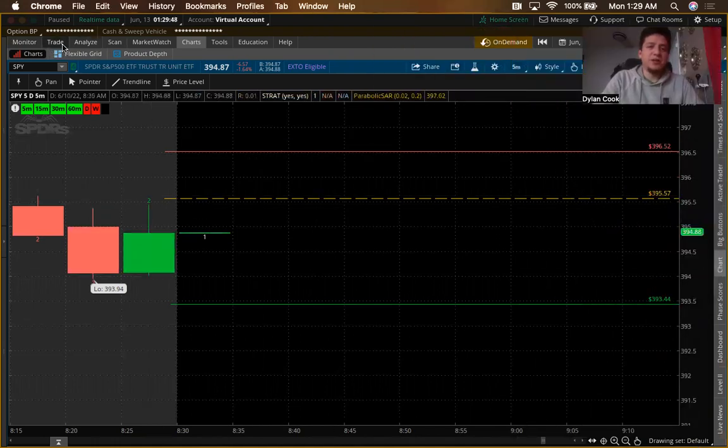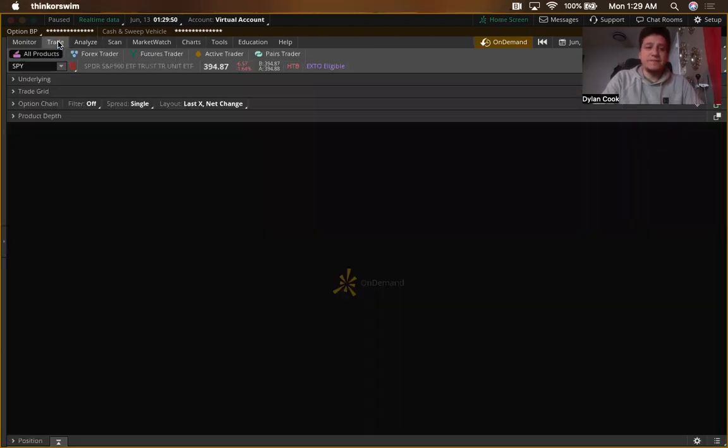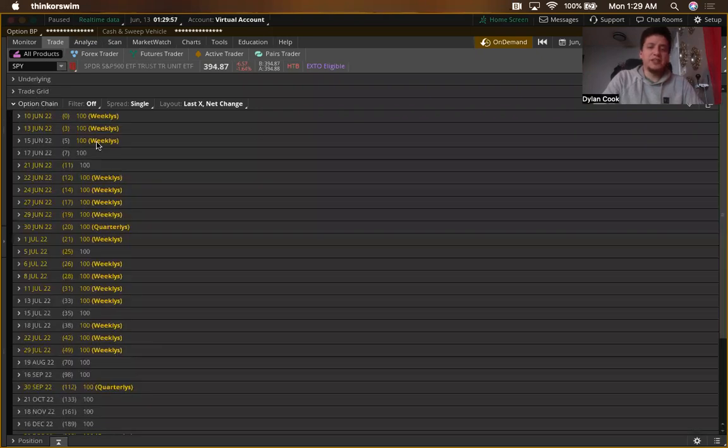Now we're going to go ahead and click on this button right over here, which is trade. After we click on trade, you're going to see 4 options. You're going to want to click on the third one, which says option chain. After that, it's going to open this up. Now let's explain this a little bit.